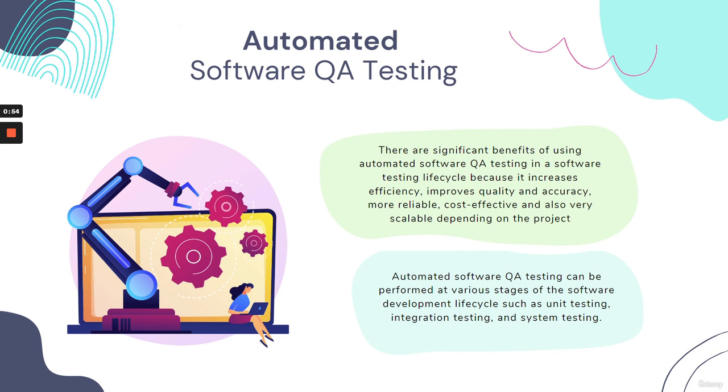There are significant benefits of using automated software QA testing in a software testing lifecycle because it increases efficiency, improves quality and accuracy, is more reliable, cost effective, and also very scalable depending on the project complexity. Automated software QA testing can be performed at various stages of the software development lifecycle, such as unit testing, integration testing, and system testing.